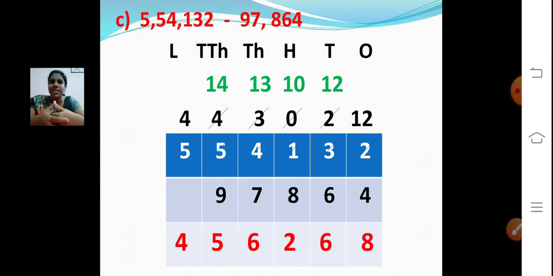So you are to subtract the two numbers, 5,54,132 minus 97,864. First you have to write the numbers in the exact places, and first you have to subtract the ones place, then the tens and hundreds similarly. Now let's move on to the next one.